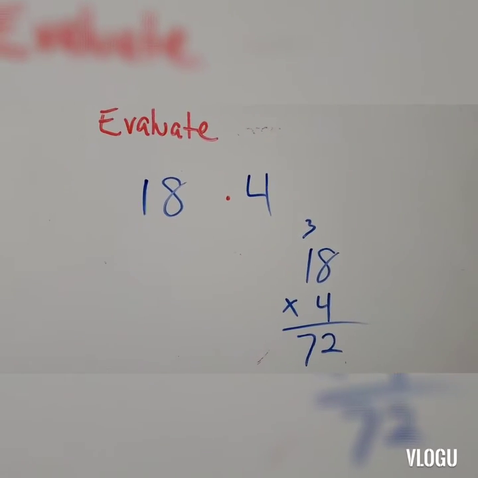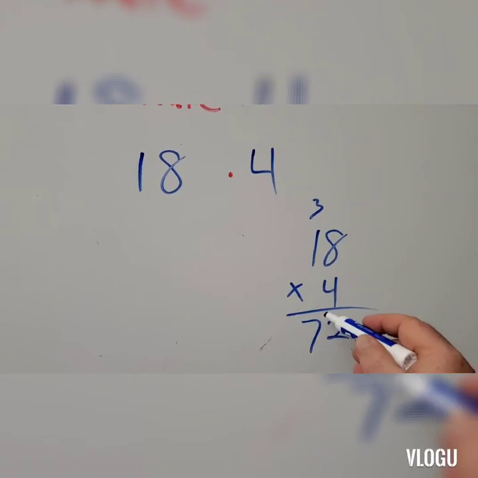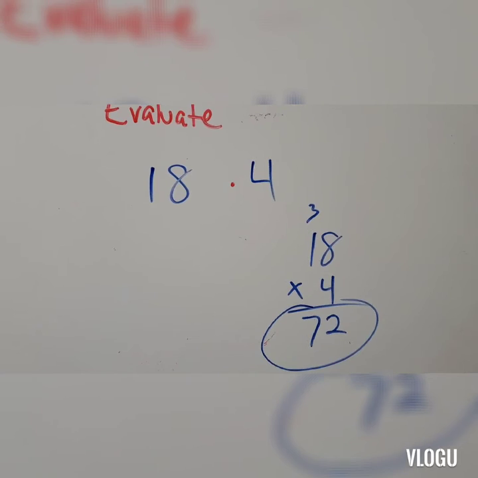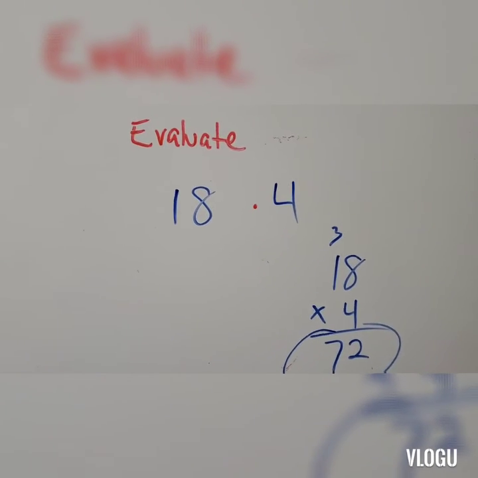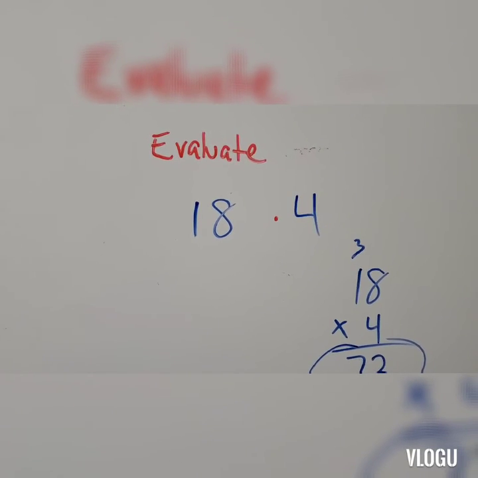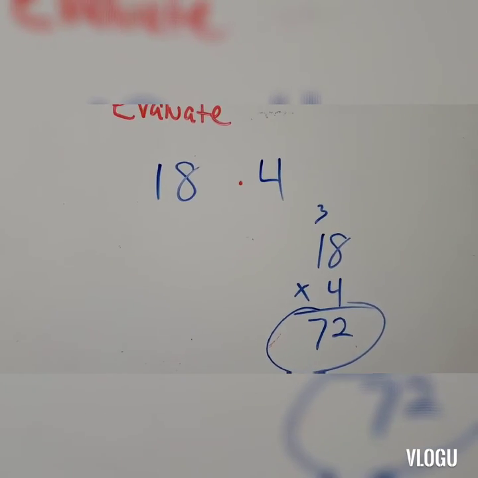If I did my multiplication correctly, which I did, my answer to this problem was 72. All I did is I replaced the variable with the number it told me to, followed order of operations, and solved it.